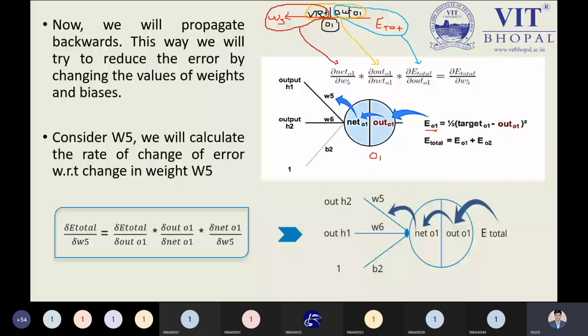How are we writing it? I have explained over here. Because E total with respect to W5 is applicable over the node, and it is divided into net over and out over. So we have to use the chain rule. So how do we have to write it? Okay, so now I'm explaining this portion.